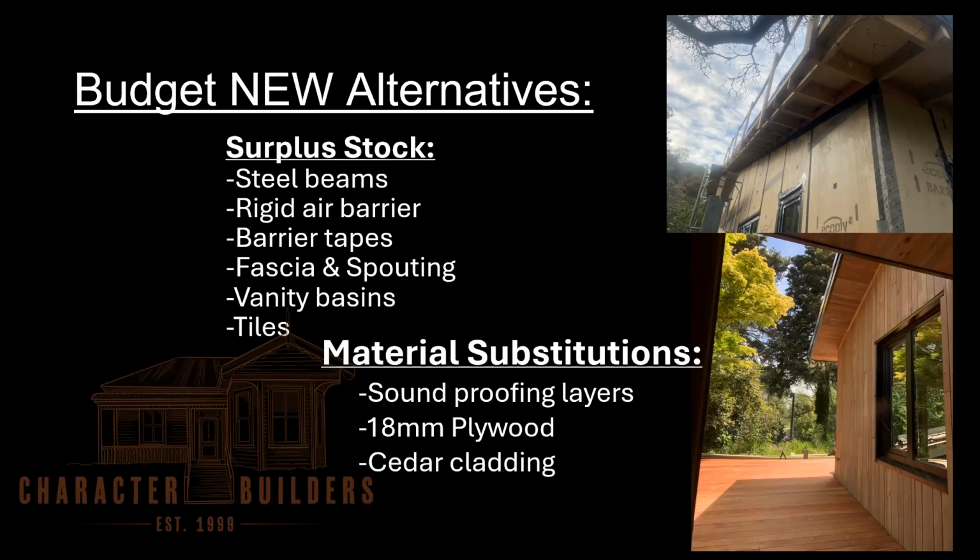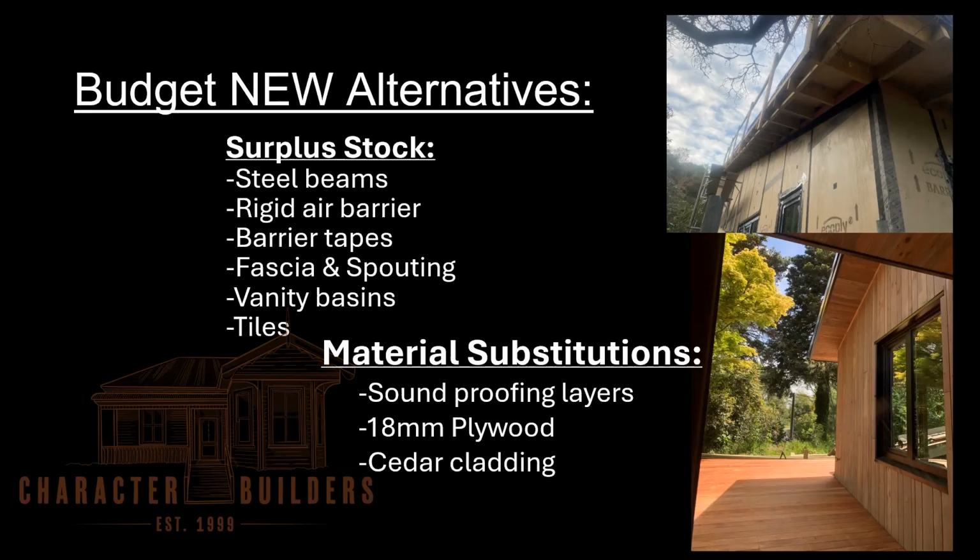The second thing was material substitution. So the plans called for 21 mil plywood. And when we thought about it, you didn't actually need that because the joist centres accommodated a cheaper 18 mil plywood. And so therefore the plywood was 2/3 the price.